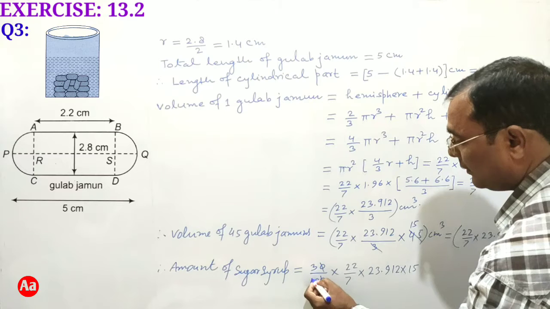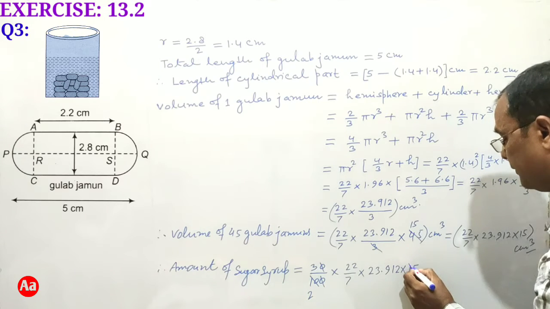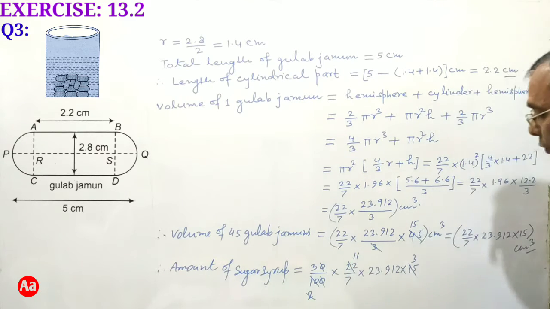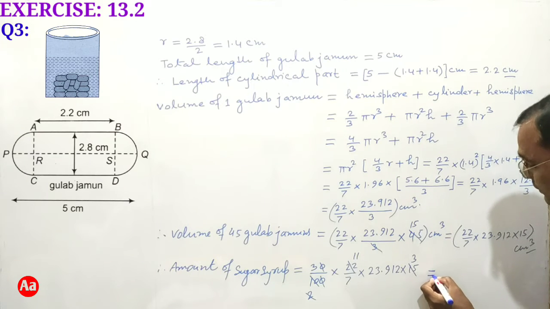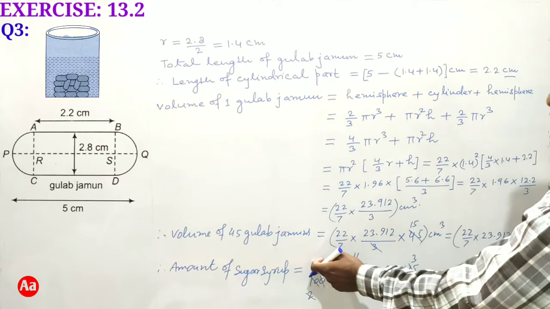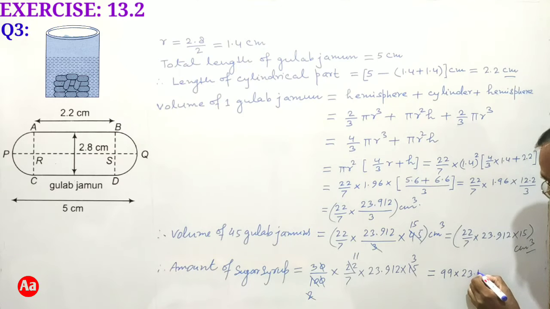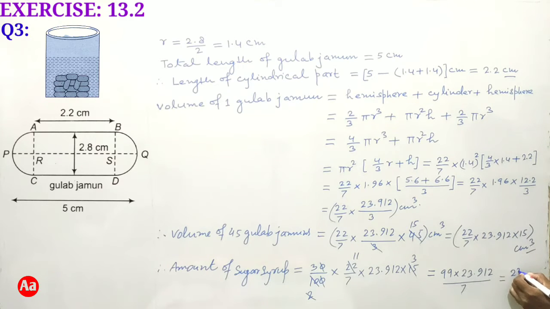This 0 cancel, 5 2 ja 10, 5 3 ja this 15. 211 times 22, and this is equal to 3 into 3, 9 into 11, 99 into this 23.912 divided by this 7. This is equal to 2367.288.